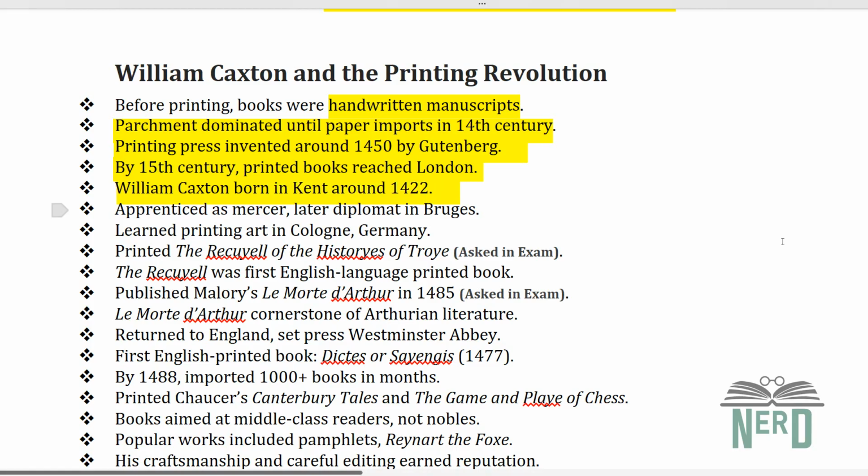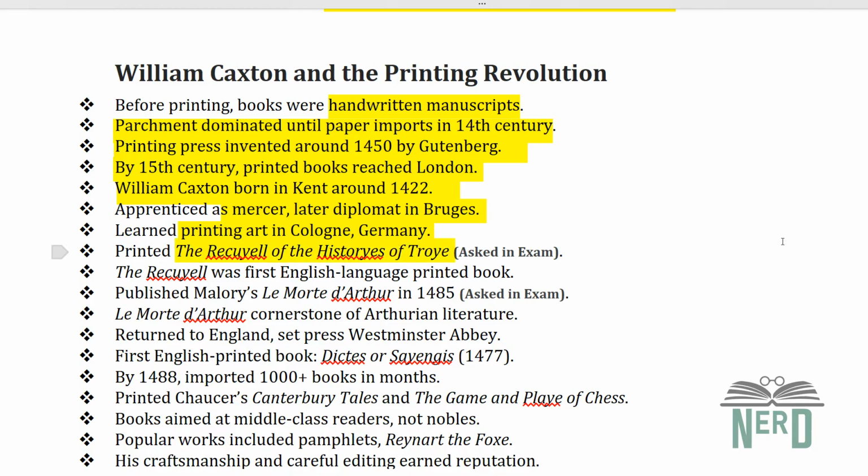Enter William Caxton, born in Kent around 1422. He apprenticed as a mercer in London and later moved to Bruges, where he also worked as a diplomat. During his time abroad, he learned the new art of printing in Cologne. And here's a key exam anchor.